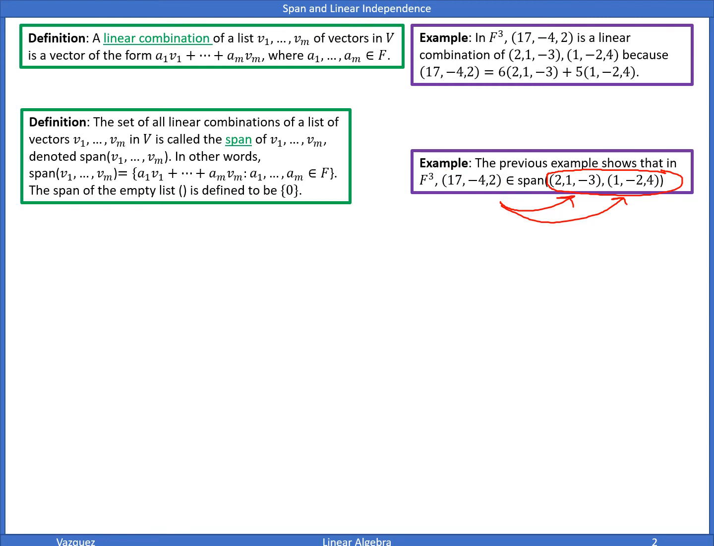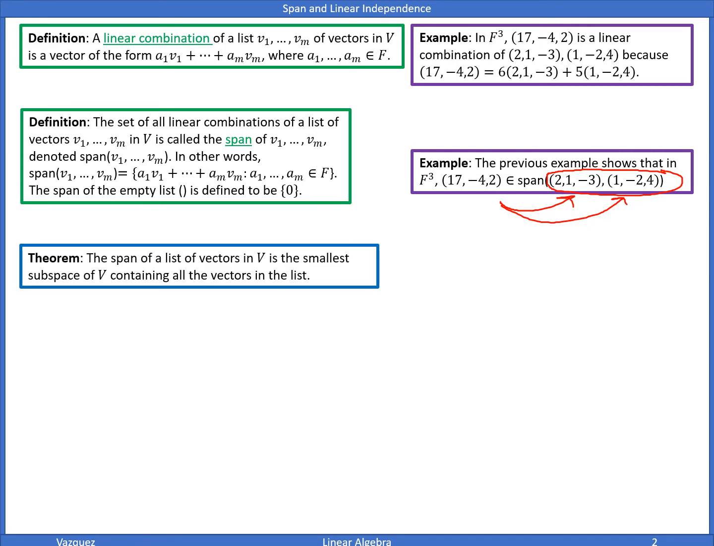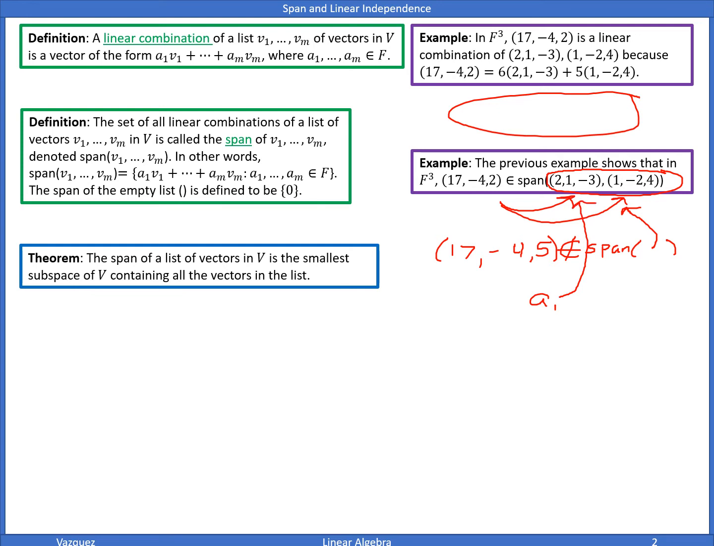So there's a theorem. But before I even read the theorem, I should mention here that (17, -4, 5) is not in the span of those two vectors. And why is that? Well, just as I did up here where I had the systems of equations, there isn't a system of equations such that I can multiply A1 times this first vector and A2 times the second vector such that it gives me (17, -4, 5). That's why this vector, (17, -4, 5), would not be in the span of those two vectors.